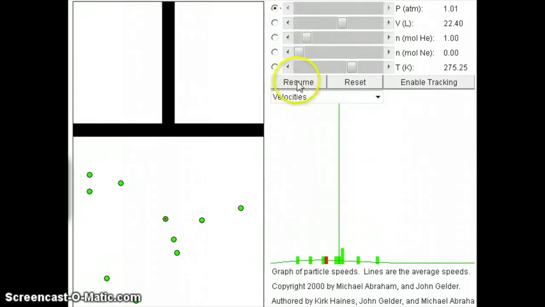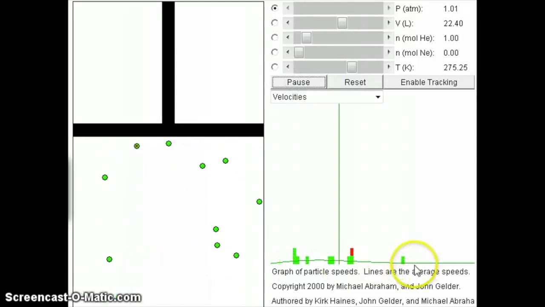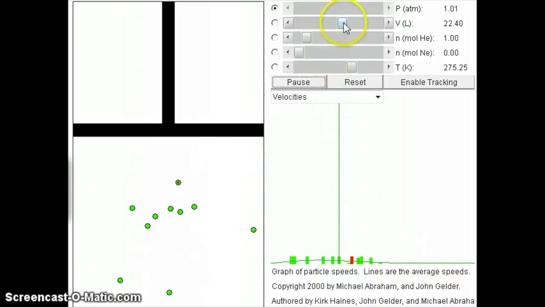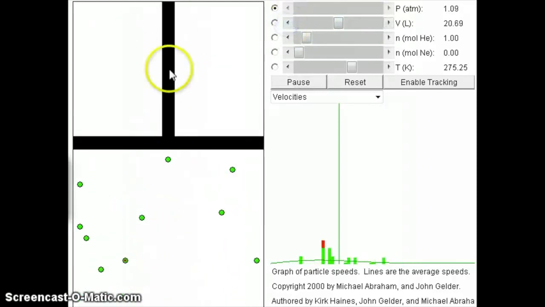So let's try that. One of the first questions is Boyle's law. Boyle's law is P times V equals a constant. So what I want to do now is I want to change the volume of this particular simulation. So I'm going to move the volume down here. So you can see that as I click down here, that plunger is coming down, right?